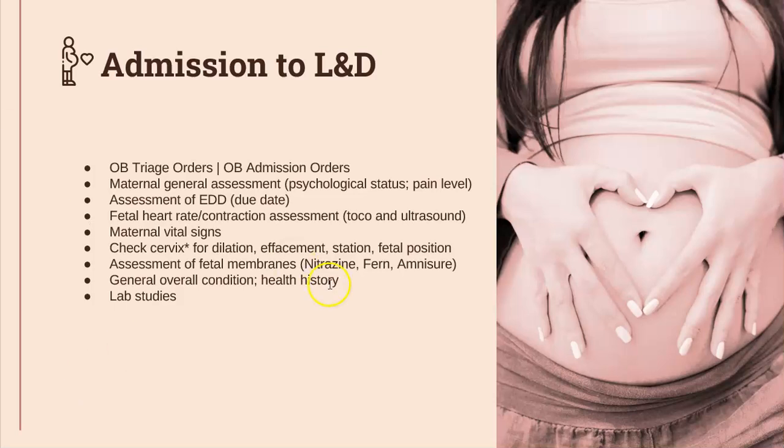You can use a nitrazine strip or an Amnisure. Ferning is, you can see on the microscope that it actually looks like a fern plant or a fern tree, because many times there can be urine, or it can just be sweat or water. If you have a patient with wetness that you're assessing, you want to make sure: is it fetal membranes, and if they are, are they clear?